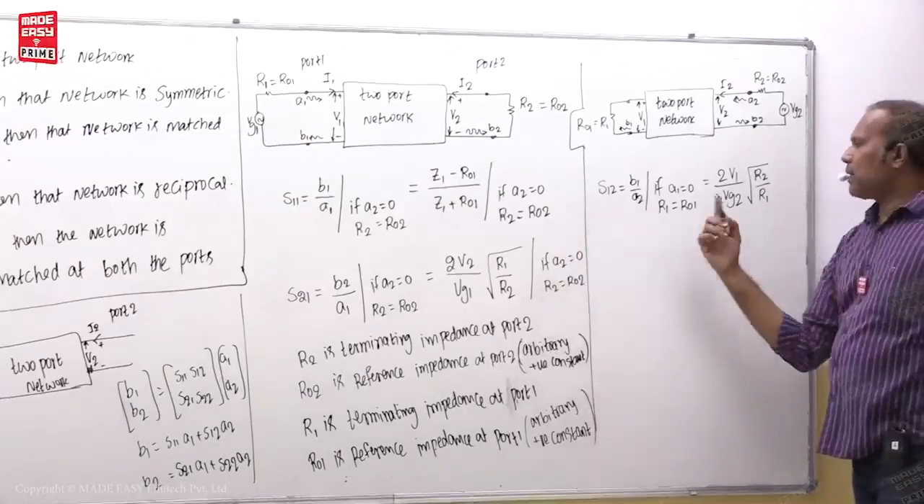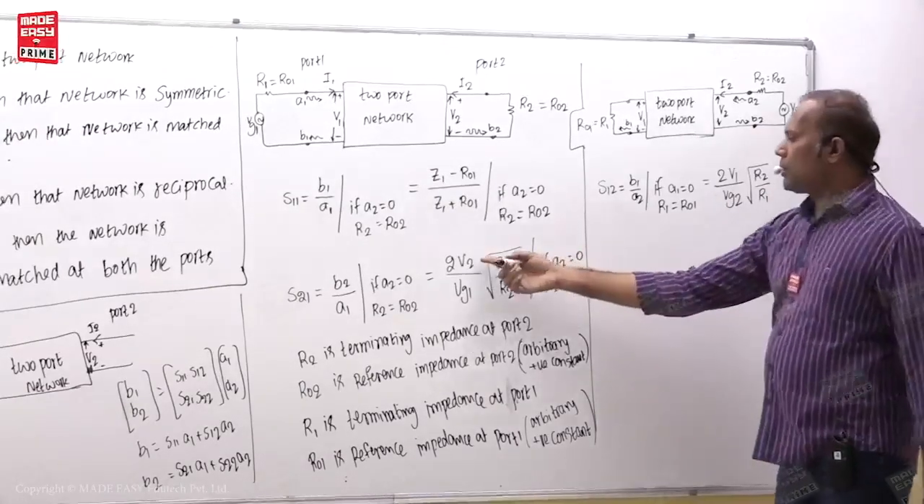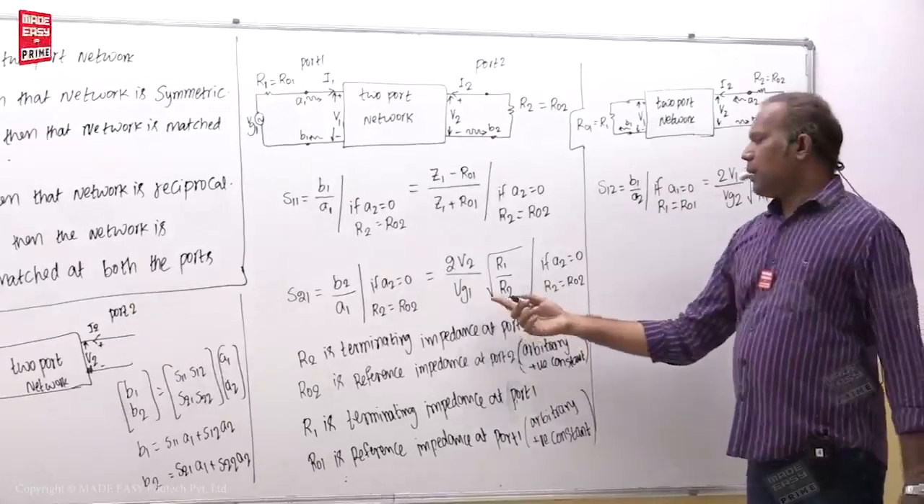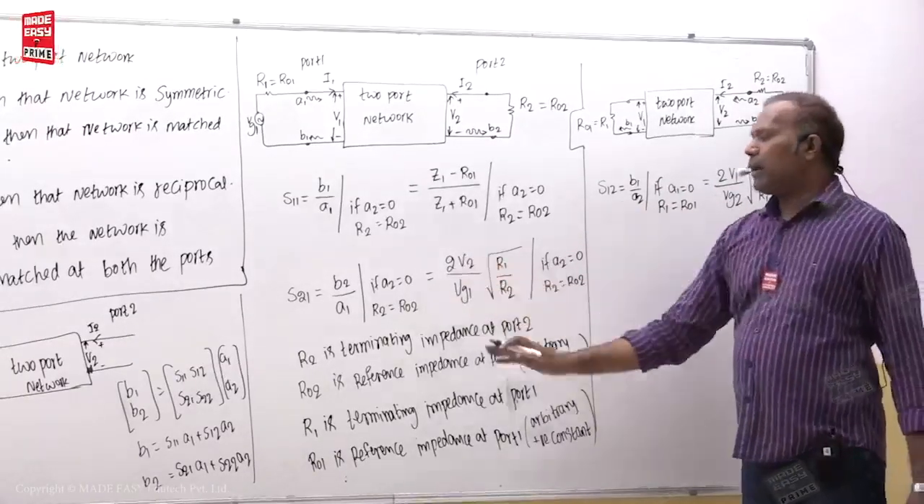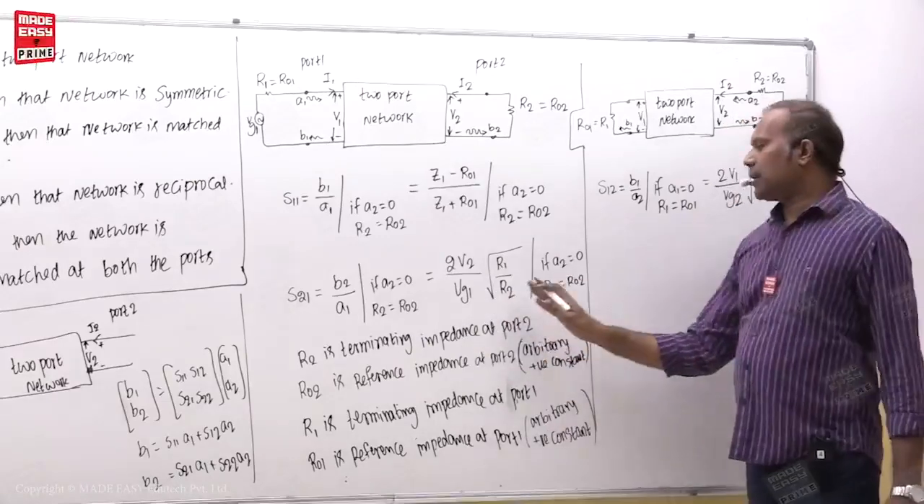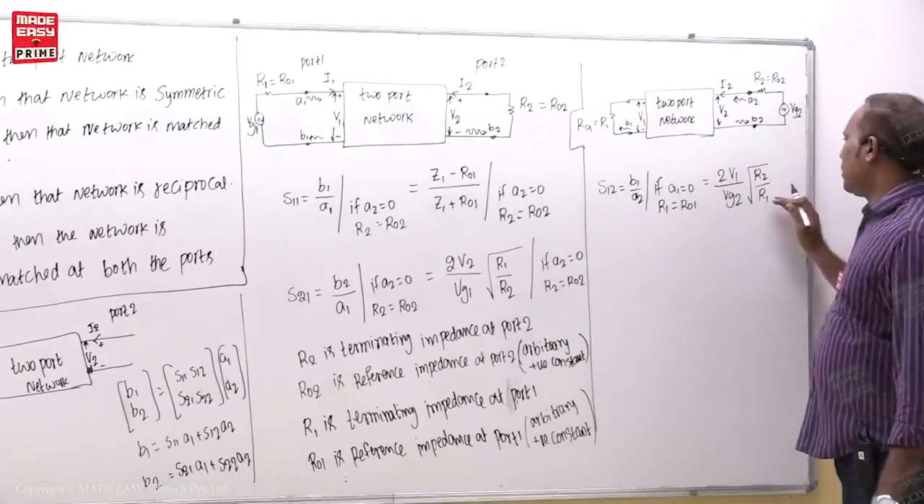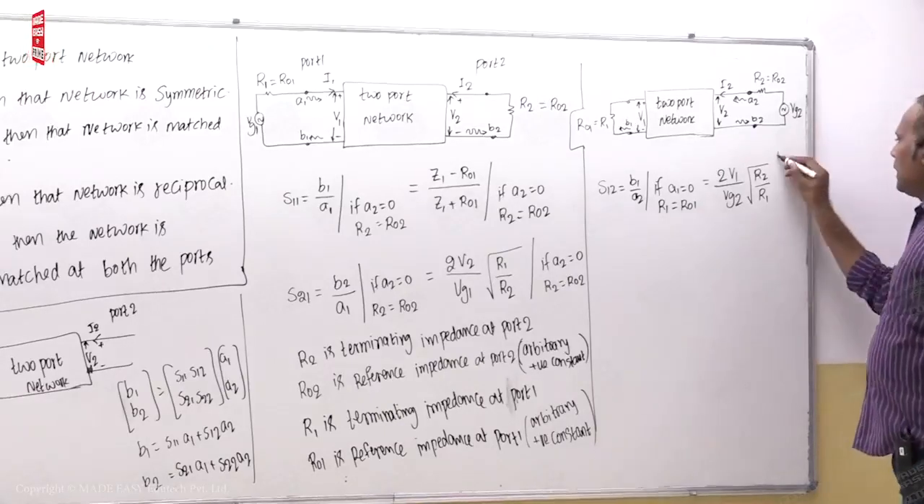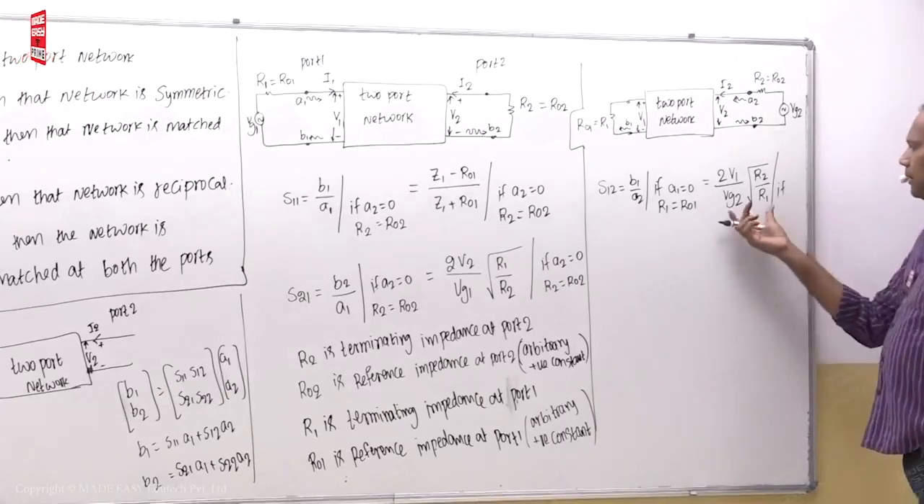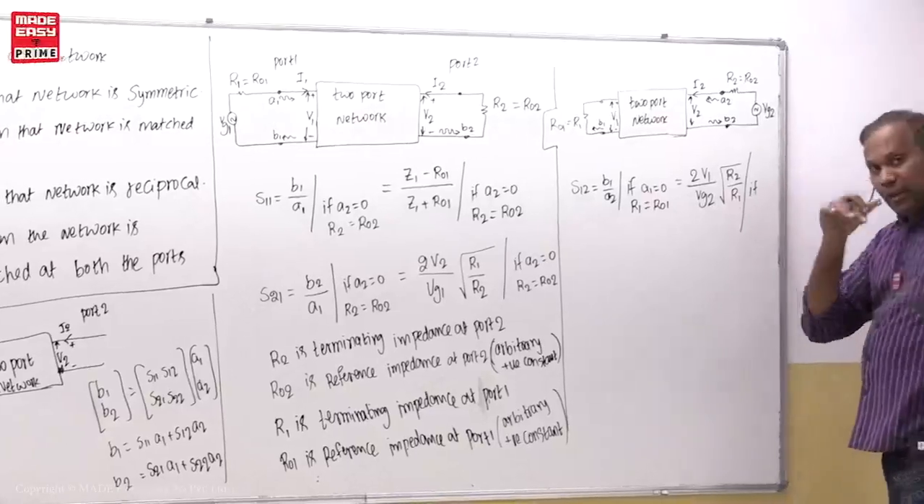This is exactly the opposite of that one. Here 2V2 is there, and V1, VG1, that means on the port 1 side you have connected the source. Now we have to connect VG2 at the port 2 side. Here it is R1 by R2, there it is R2 by R1. And once again, this formula itself came from a derivation.